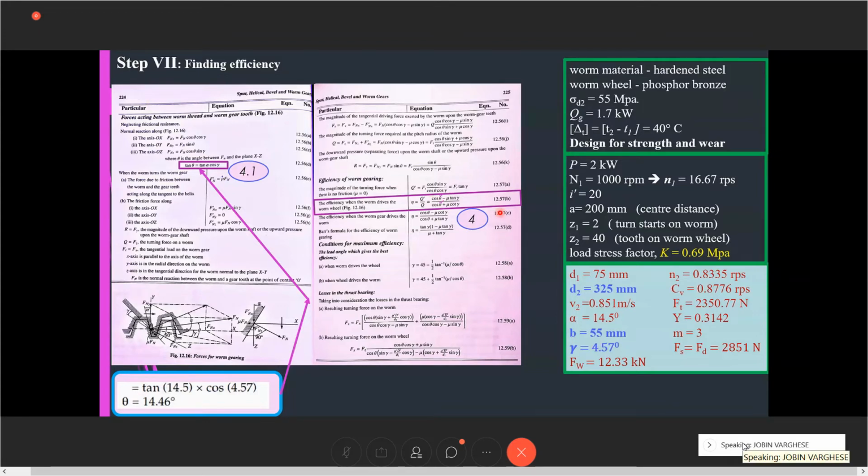The major thing here is mu, which is not given, so we have to find it out. For calculating mu, the friction coefficient, we can use an equation. The reason is that for a velocity greater than 2.75, this equation should be used. As we have seen, when we calculate the velocity, v equal to pi dn by 60.